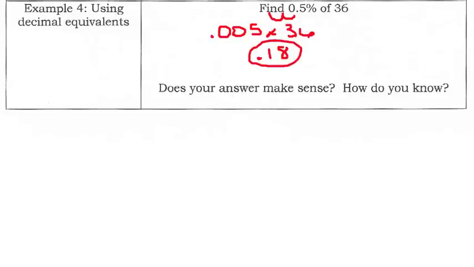And it says, does your answer make sense, and how do you know? Well, 0.5% is close to 1%, and I can calculate 1% of 36 in my head. 1% of 36 is 0.36, so half of 0.36 would be 0.18, so yes, that would make sense.